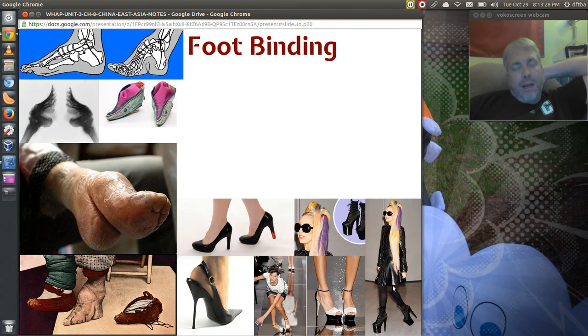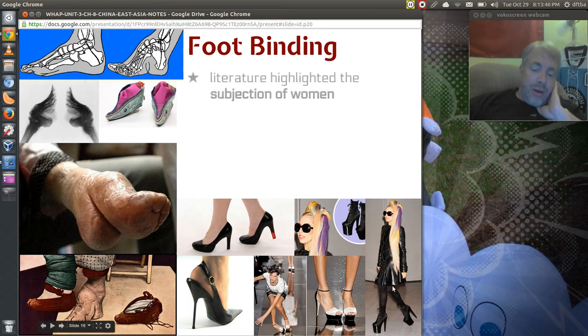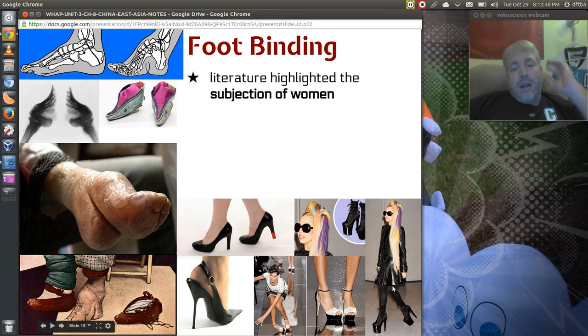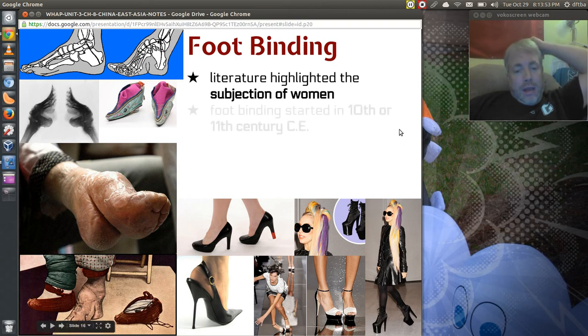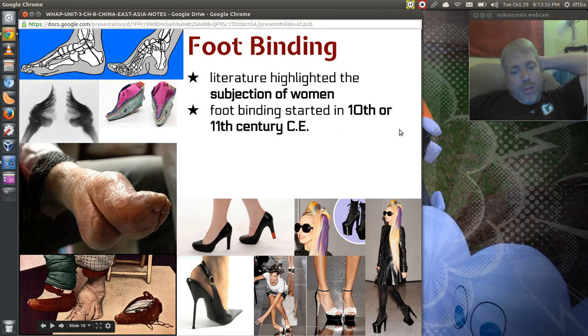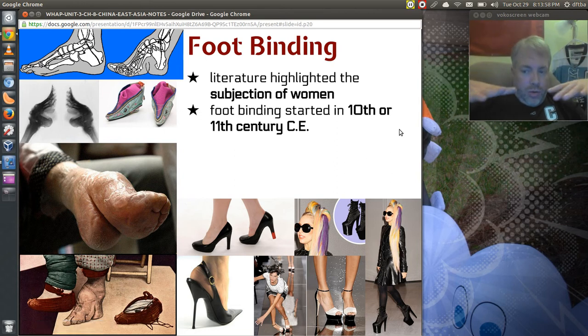Foot binding. Oh, you gotta love it. Now, first of all, breaking your feet and squishing them in shoes like this is never a good idea. Yet women do it today. High heels are all the rage. Still, they have been for a long time. And you see good old Lady Gaga there with her huge platform shoes. The literature highlighted the subjection and subjugation of women, where they were kind of under the control of men. This is a strong patriarchal time period.